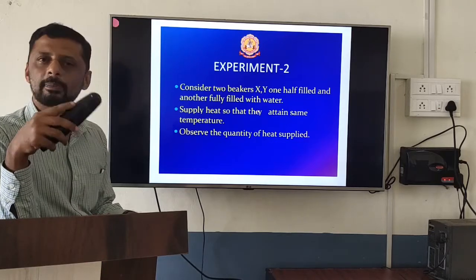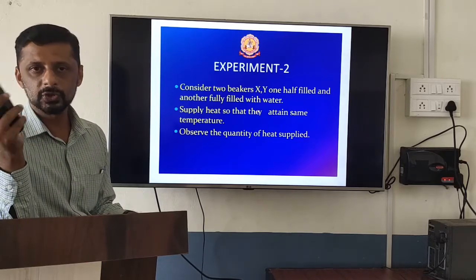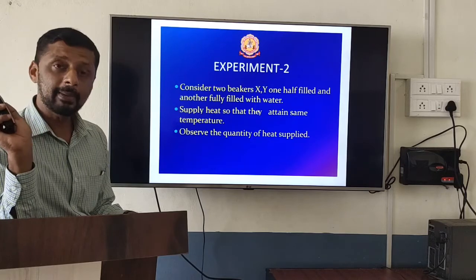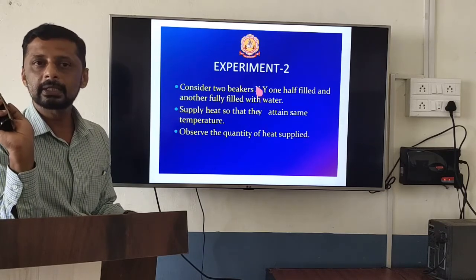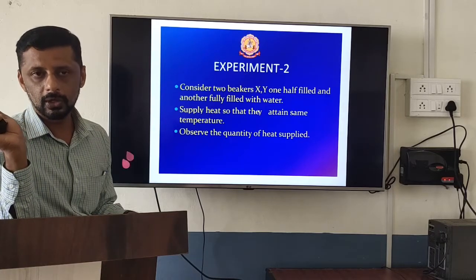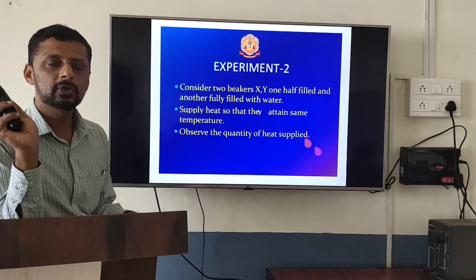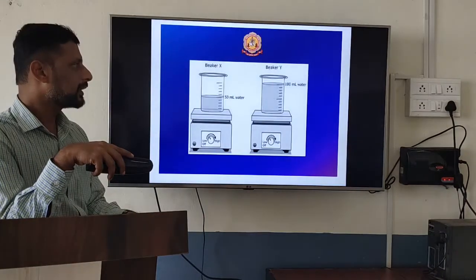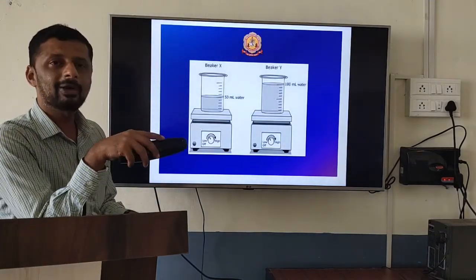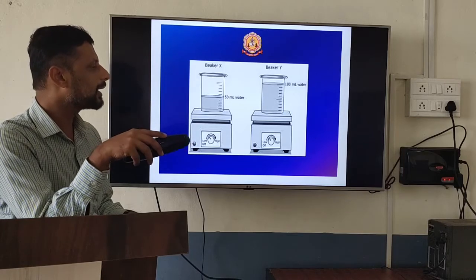Once again I am going to supply a certain quantity of heat energy to those two beakers so that the final temperature attained by both the beakers should be the same. Final temperature attained by the liquid in those two beakers should be the same. So then what does it indicate? Observe the quantity of heat energy supplied in this case. Here one beaker contains 50 ml of water, another beaker contains 100 ml of water.